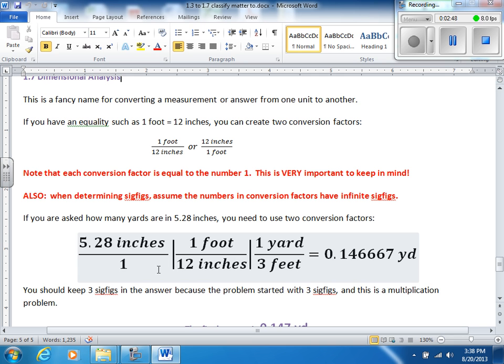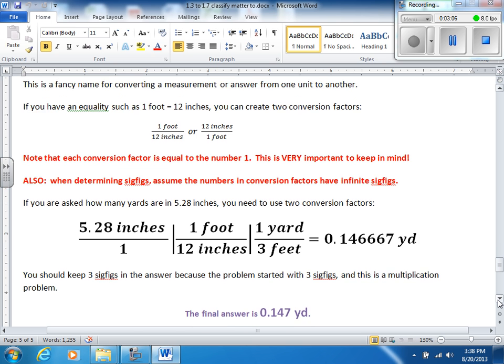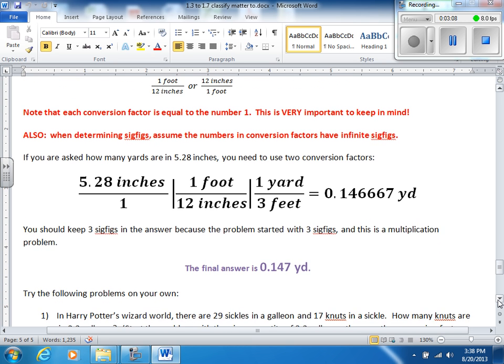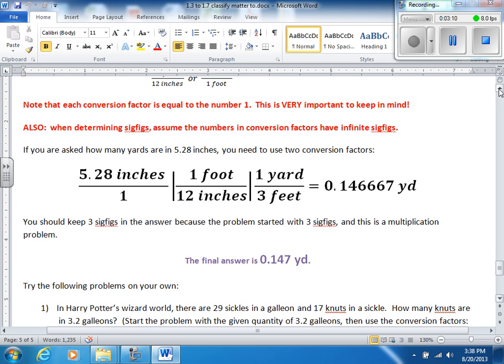Now, we're only going to keep 3 sig figs because the initial number had 3 sig figs. The 5 and the 2 are measured, the 8 is estimated. Remember that last digit's always estimated. There were no leading zeros. So there we got 3 sig figs. We need to round this to 3 sig figs. So the answer will be 0.147 yards.